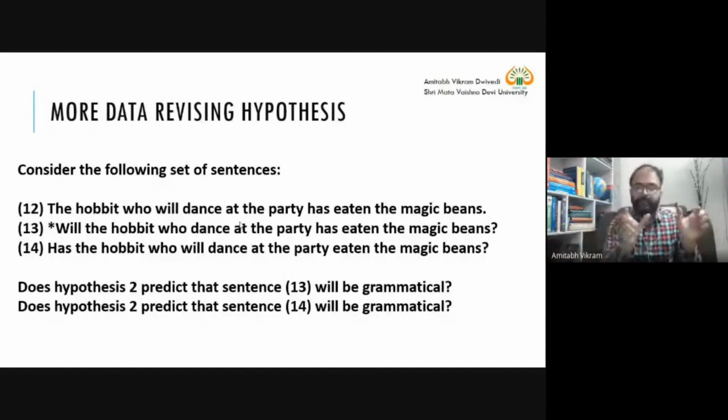So that means the hobbit has eaten the magic beans is the main clause, and who will dance at the party is a relative clause. So when we form a question, we will use the auxiliary of the main clause, not of the relative clause. What we have done in 13 is use the auxiliary of the relative clause, who will dance at the party, and we have not used the auxiliary of the main clause. So we need to use the auxiliary of the main clause. Has the hobbit who will dance at the party eaten the magic beans? So is it clear or not?